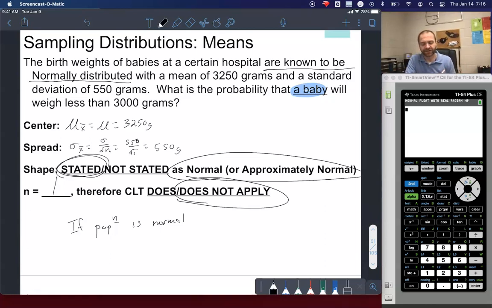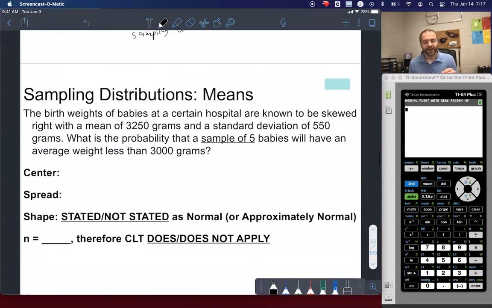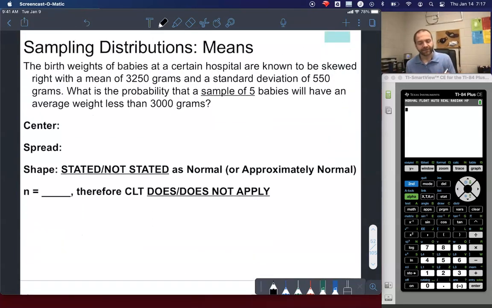The sampling distribution of x bar is approximately normal. So, if the population is approximately normal, then the sampling distribution of x bar is normal. So even though the central limit theorem does not apply, you can still do calculations in this prompt dealing with normality. Alright, next one. In this case, we have a sample size of 5.